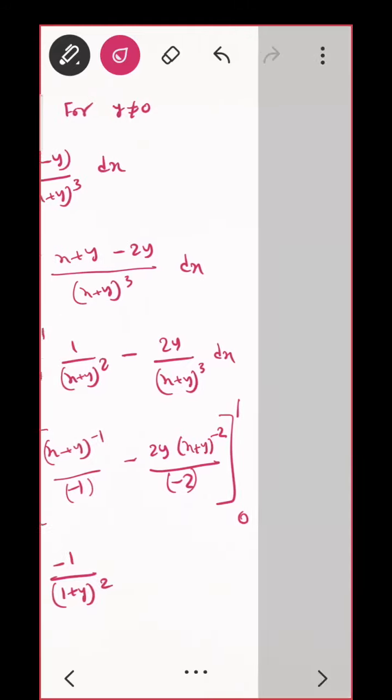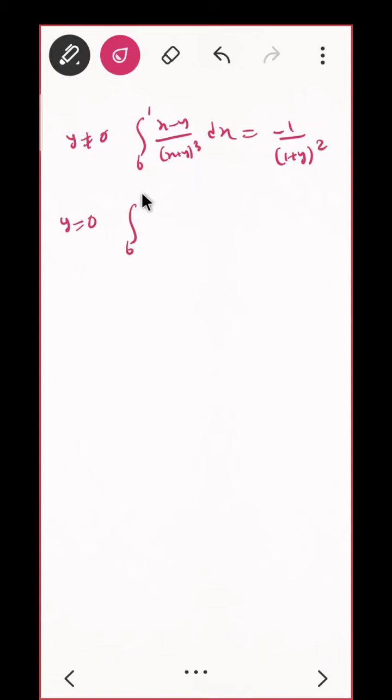Yes. Now the same. Next, what did we do? When y is not equal to 0, we got this 0 to 1. What is that function? x minus y upon (x plus y) the whole cube dx. That is equal to minus 1 upon (1 plus y) the whole square. Now we are asking, when y equals 0, then what? Then this will be 0 to 1, x minus y upon (x plus y) the whole cube dx. Sorry, in the place of y it will be 0. So later on you put 0 to 1, this is x upon x cube. That is 1 upon, that is again going to be does not exist.